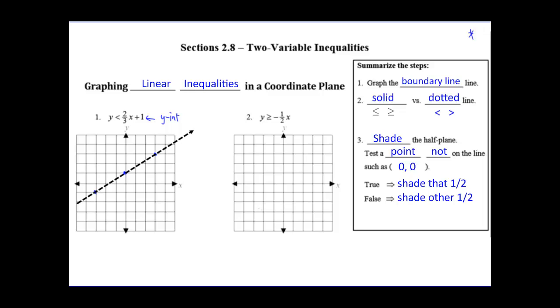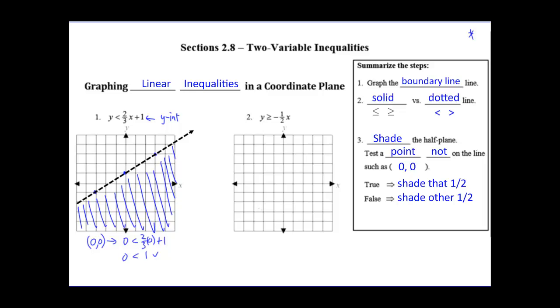Now if you notice, 0, 0 is not on the line, so we can go ahead and use 0, 0. So if we check 0, 0, we plug in 0, 2/3 times 0 plus 1 is 0 less than 1. That checks out, yes. So we're going to shade the side of 0, 0, which would be everything below.